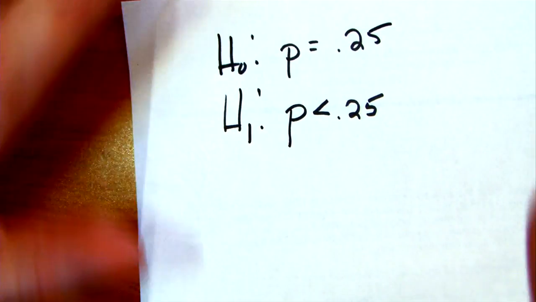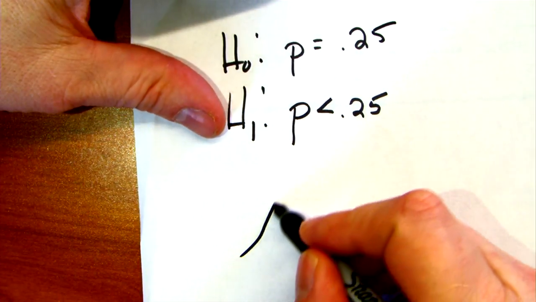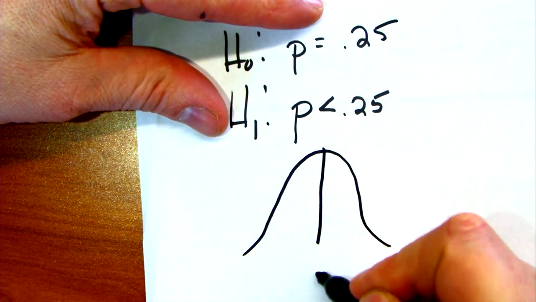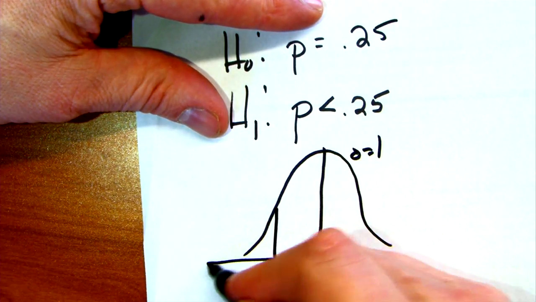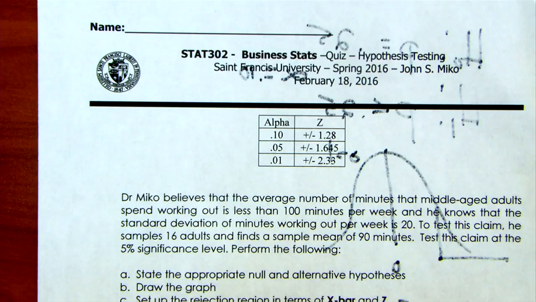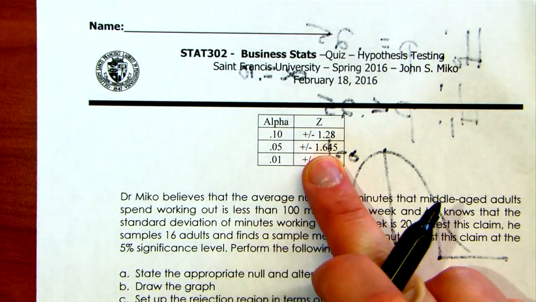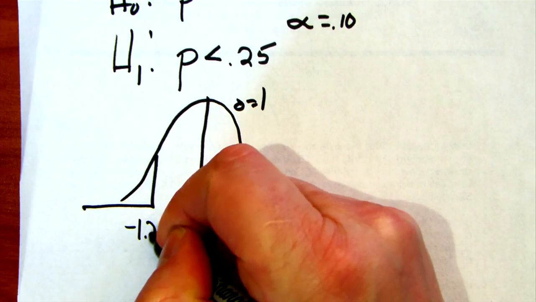Left tail, very good. Now this one, I'm not going to set up in P world or X bar world. I'm going to go straight to Z world, and I'm going to work everything in Z world. Okay? So you're right. It is a left tail test. Alpha, if you remember, was 10%. So accordingly, if alpha is 10%, what is going to be my rejection region? 1.28, and because it's a left tail test, what? Negative 1.28. Very good.